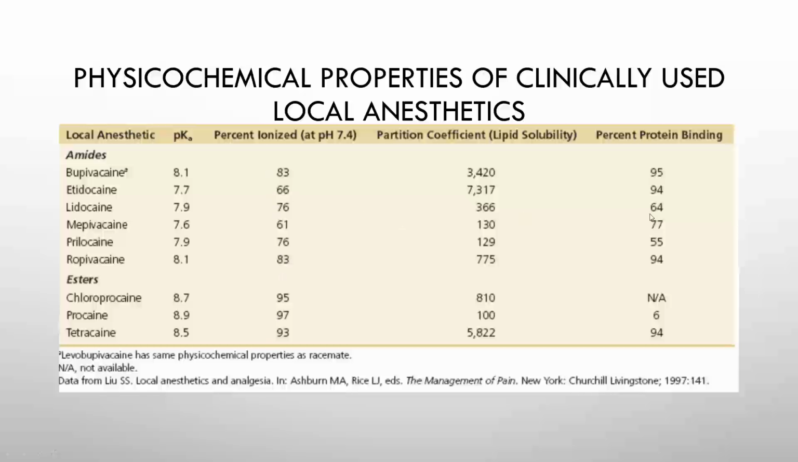And again, you can look at the protein binding. Note that for chloroprocaine, it's irrelevant because it doesn't bind to any protein. And here you can see etidocaine. Bupivacaine is 95% protein bound, and procaine is only 6%. So remember these differences, like the ones that are at the extremes, especially for board reasons.